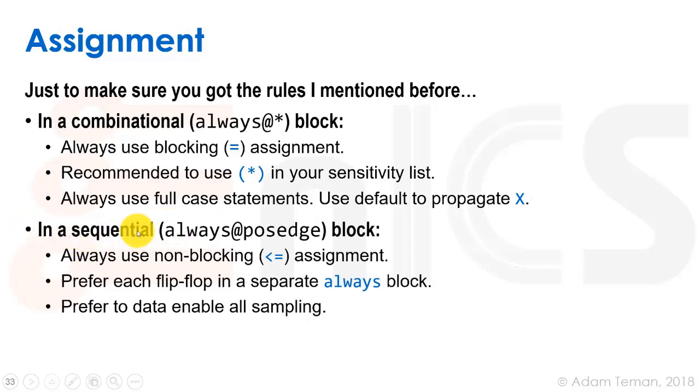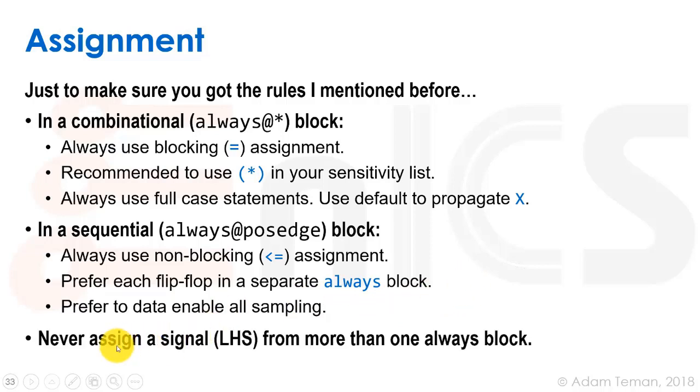In a sequential, always @(posedge) or whatever block, always use a non-blocking assignment, this smaller than and then equals. Okay, prefer to have each flip-flop in a separate always block. Really give these flip-flops their due respect, and prefer data enabling on all sampling. If you can, it will help you save power. Never, never, never, never assign a left-hand side in more than one always block. That will cause a contention, a short. It's a mistake.